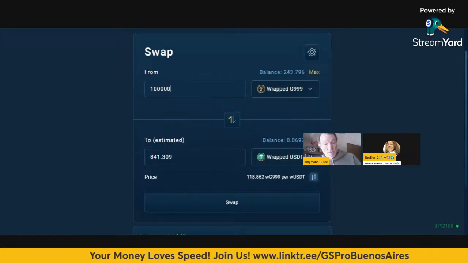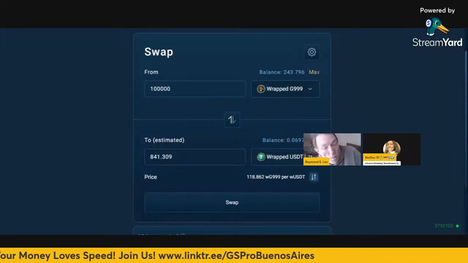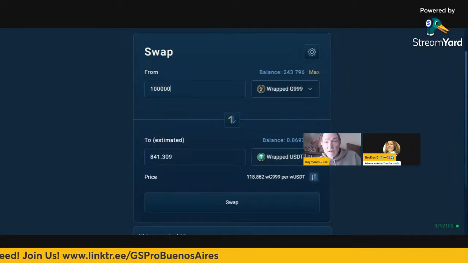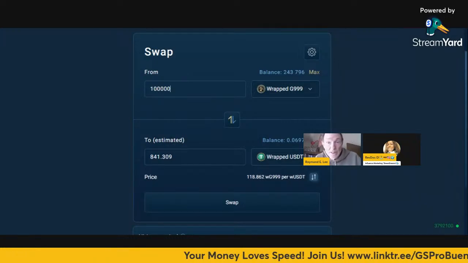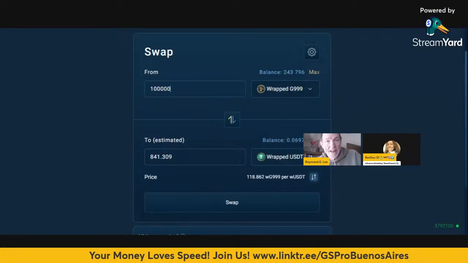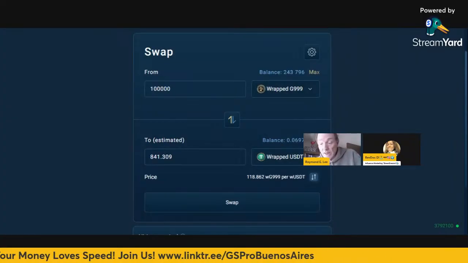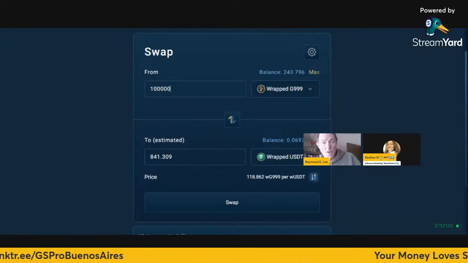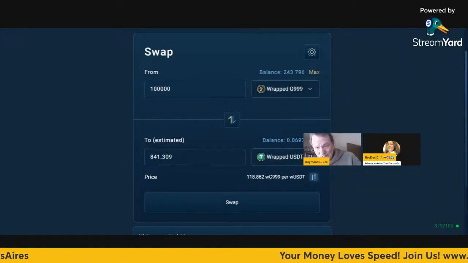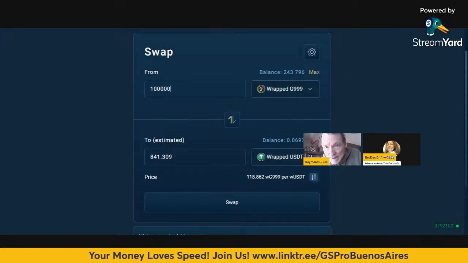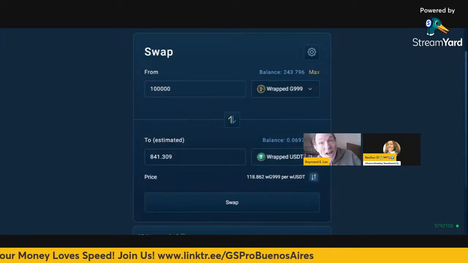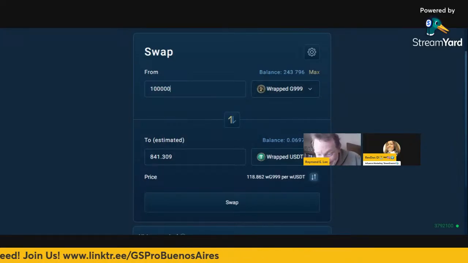So that's pretty good. What we would spend is $200, and if we were to move it over to the exchange here and then swap it for wrapped USDT, we would get 841, which is quite a few X's. So it's like a $640 difference. That's a lot of fees.